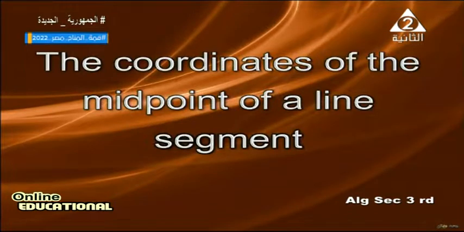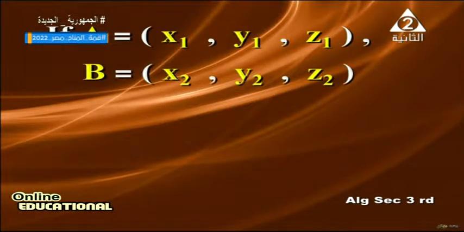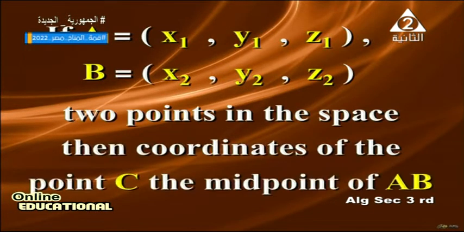Coordinates of the midpoint of a line segment. If we have point A with coordinates (x1, y1, z1) and point B (x2, y2, z2), two points in space, then the coordinate of point C, the midpoint of AB. What is the rule? (x1 plus x2) over 2, (y1 plus y2) over 2, (z1 plus z2) over 2. This is the midpoint of AB.